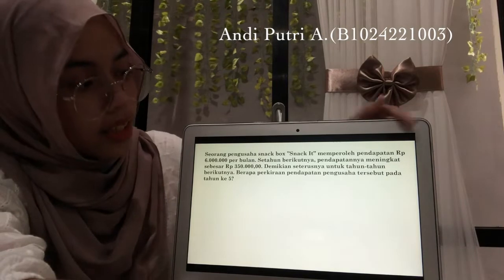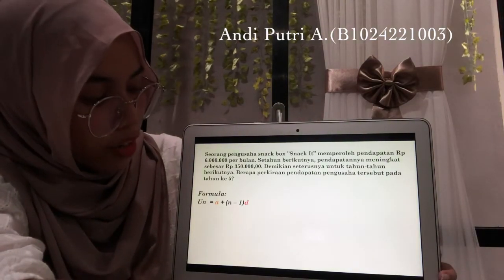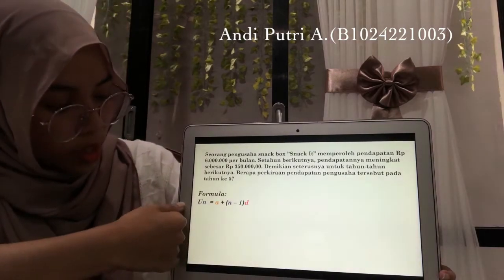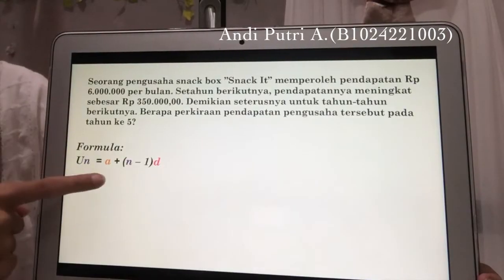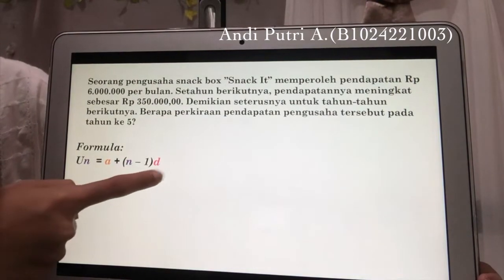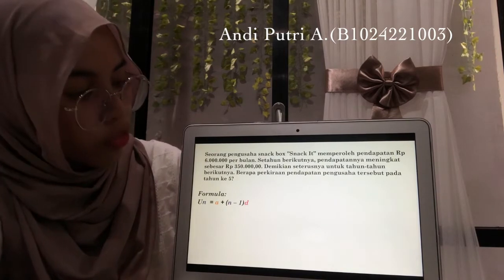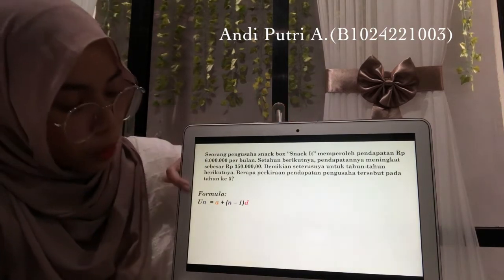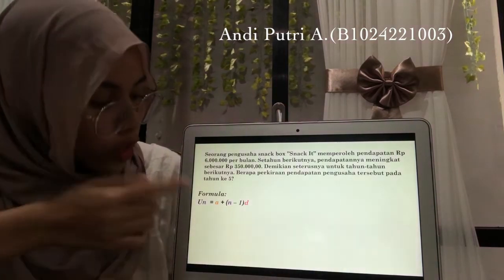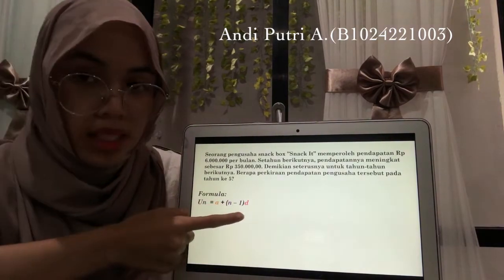And now, in this question, we can use the arithmetic sequence formula, which is Un equals a plus n minus 1 multiplied by d. And before we solve the question by using this formula, we have to know which one is the n, which one is the a, and which one is the d.